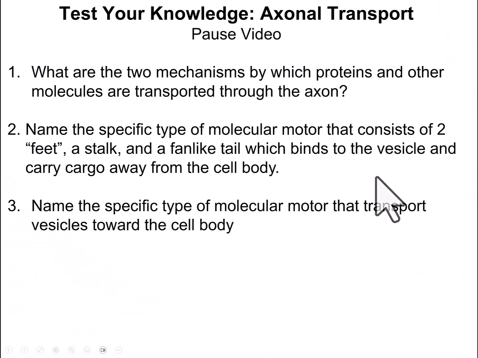Let's test our knowledge on axonal transport. Pause the video and answer the following questions.